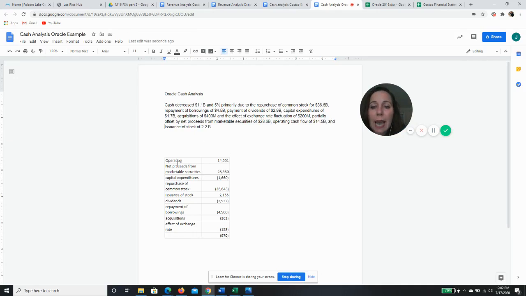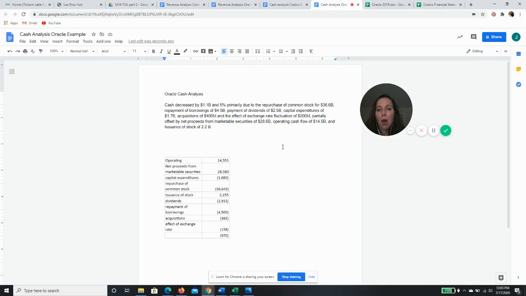Now, when you turn this in, I don't necessarily need the reconciliation you did. But if you want to include it down at the bottom, just so I can see where you got your numbers, that's totally fine. But what I want is this nice write-up, okay? So if someone says, hey, what happened with cash at Oracle? You can read, it's always going to start, cash decreased by 1.1 billion and 5%, primarily due to the repurchase of common stock for 36.6 billion, repayment of borrowings of 4.5 billion, payment of dividends of 2.9 billion, capital expenditures of 1.7 billion, acquisitions of 400 million, and the effect of exchange rate fluctuation of 200 million.